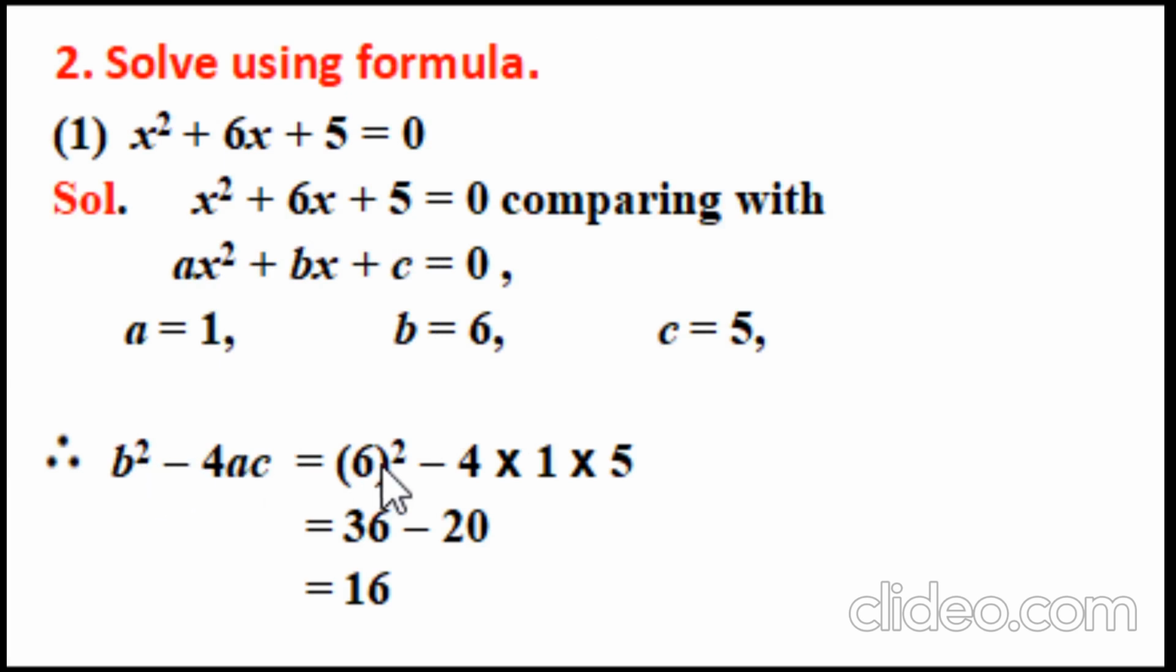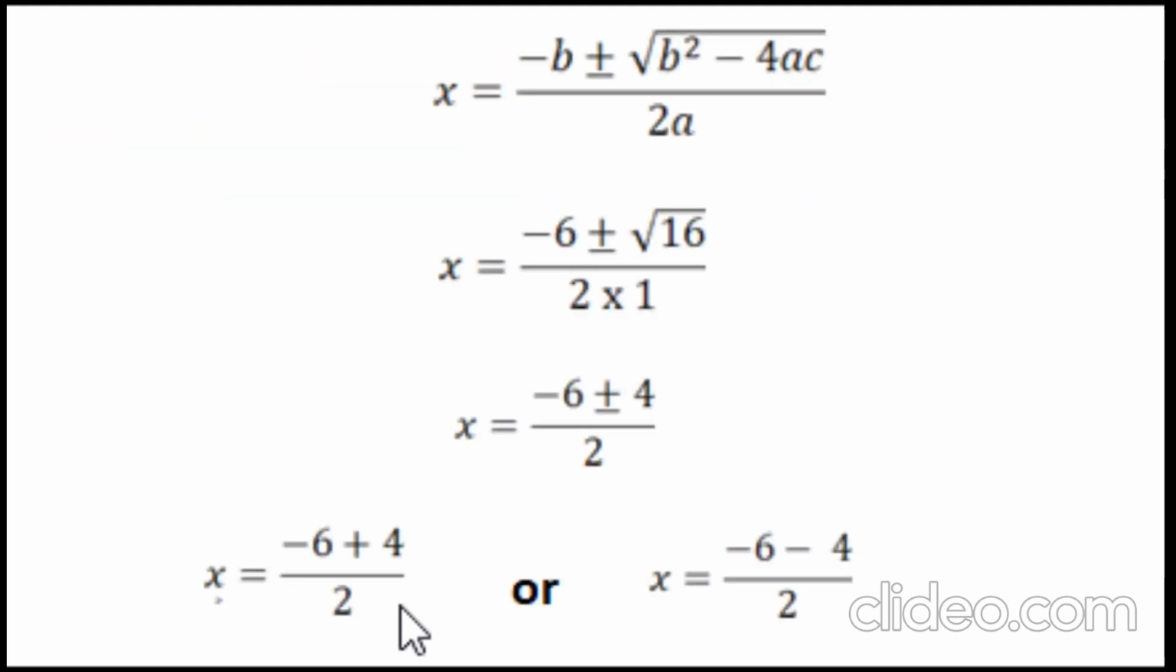B is 6, square of 6 is 36, a is 1, c is 5. So 4 1s are 4, 4 5s are 20. 36 minus 20 is 16. So we have to use this value of b square minus 4ac, which is equal to 16, in the formula.